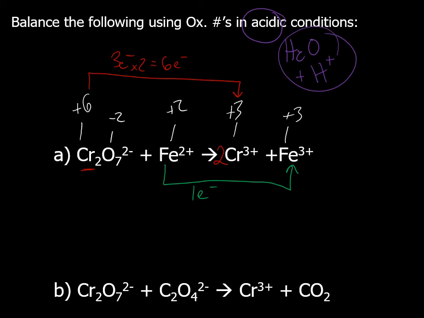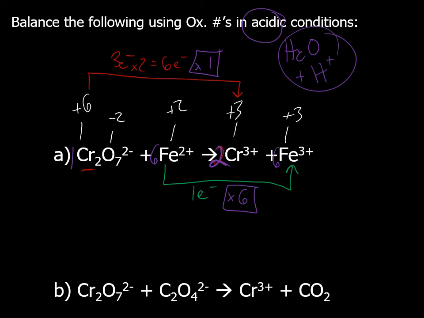Now, in terms of factors, the lowest common multiple is going to be 6. So I'm going to multiply this by 1 and this one by 6. Those factors should balance my redox species. So I'm going to drop in my 6 in front of my irons and my 1 in front of my chromiums. Now this is a temporary coefficient. I'm going to multiply it by 1 so it becomes a permanent 2. And now I have my redox species balanced.